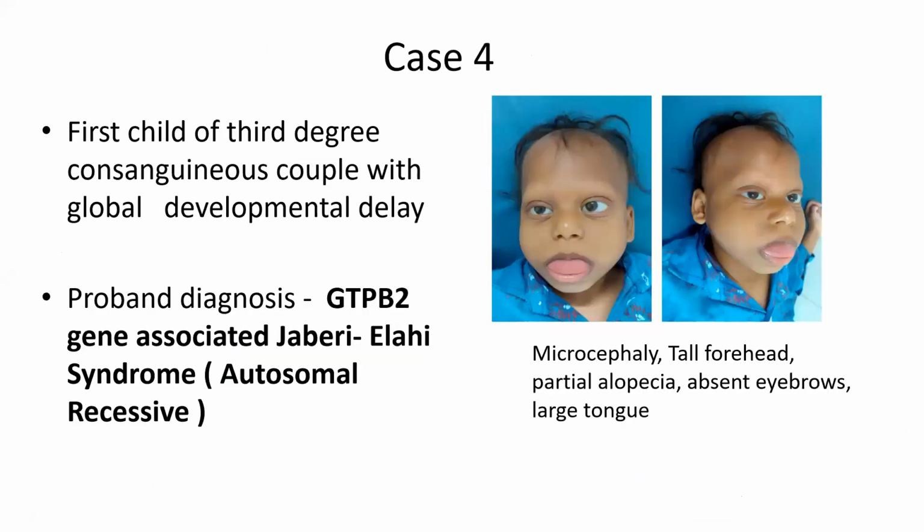This was the fourth case, and this is the first child of a third degree consanguineous couple. The child presented to us with global developmental delay and some facial dysmorphism; here we can see partial alopecia, tall forehead, microcephaly, absent eyebrows, and a large tongue. The molecular diagnosis for the baby was GTPBP2 gene associated Jaberi-Elahi syndrome. This is a very rare syndrome. It's an autosomal recessive condition, and very few cases are reported in the literature.